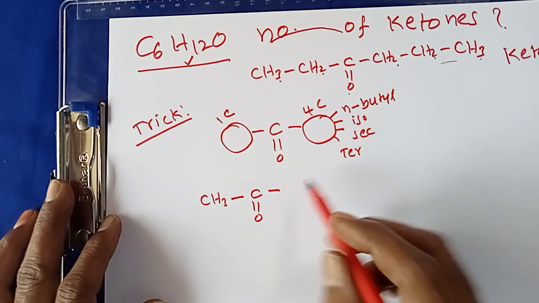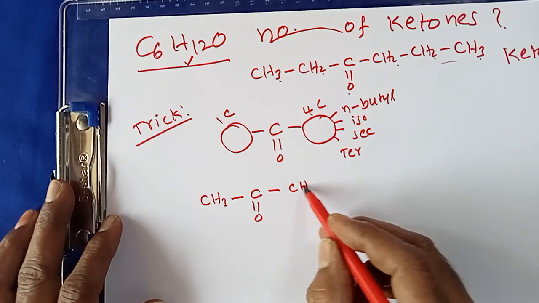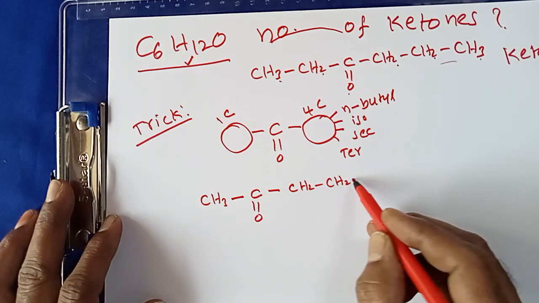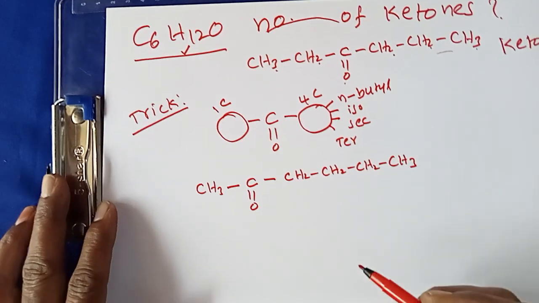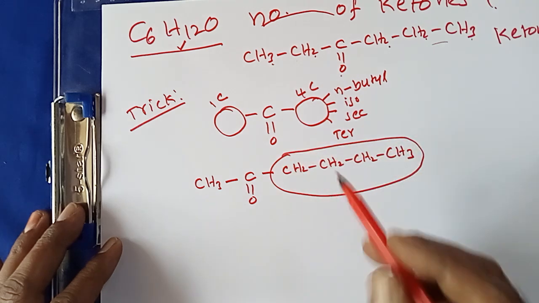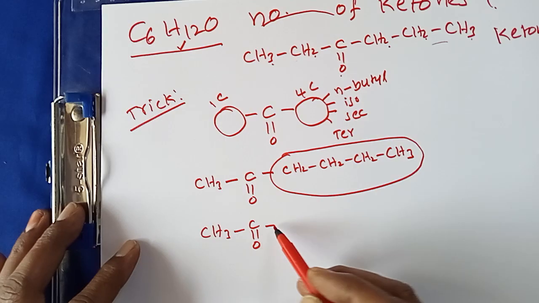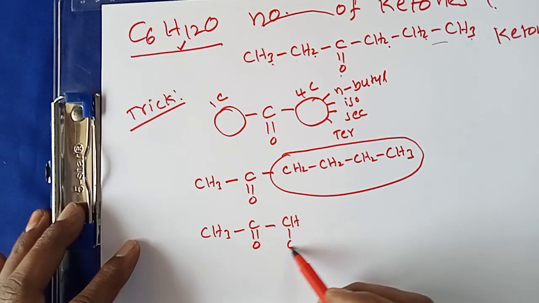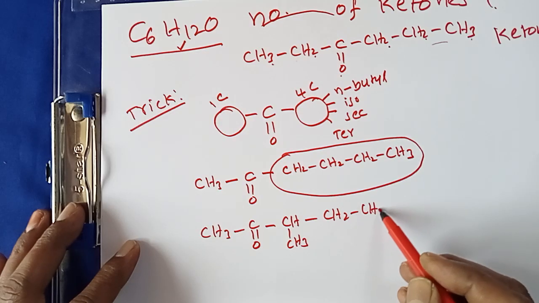So what is the 1-butyl structure I have written? N-butyl. This is okay: CH2, CH2, CH2, again CH3. So this is which butyl? This is the N-butyl. We know that. Next, immediately write down 4: CH3, C double bond O, CH, again CH3, CH2, again CH3.